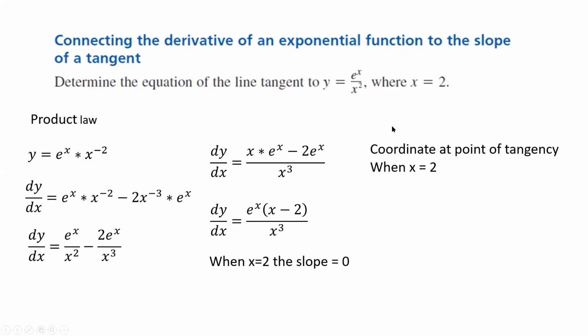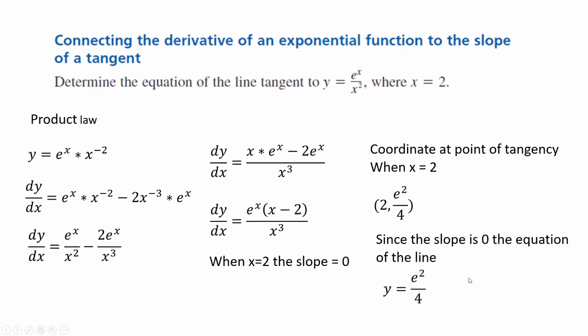So if I put 2 into this e to the power of x over x squared, when x is 2, I'm going to get e squared over 4. So this is my y value when x is 2. And now, since the slope is 0, a 0 slope and a y value of e squared over 4 means that my equation is simply y equals e squared over 4.